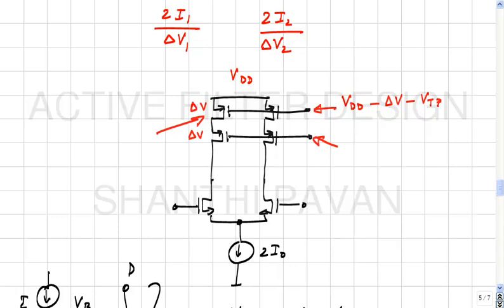Source will keep going up. Sure, what will happen eventually? The top transistors will get into triode region. So there's a value beyond which the gates of the cascode devices cannot be increased. And what is that value? In other words, what is the highest value of VB2 that one can use while still maintaining both the transistors in saturation? VDD minus 2 delta V minus VT.